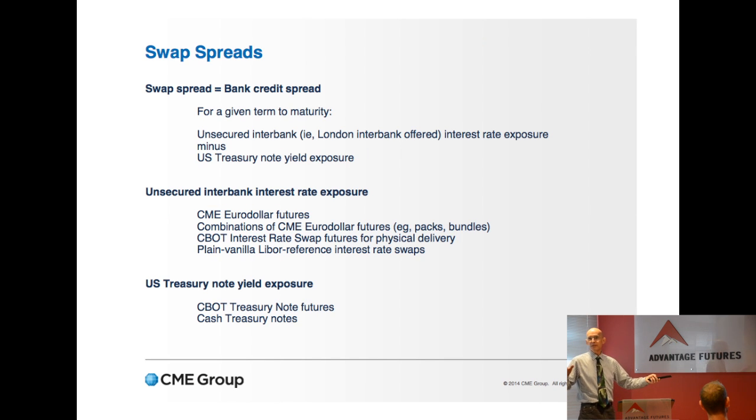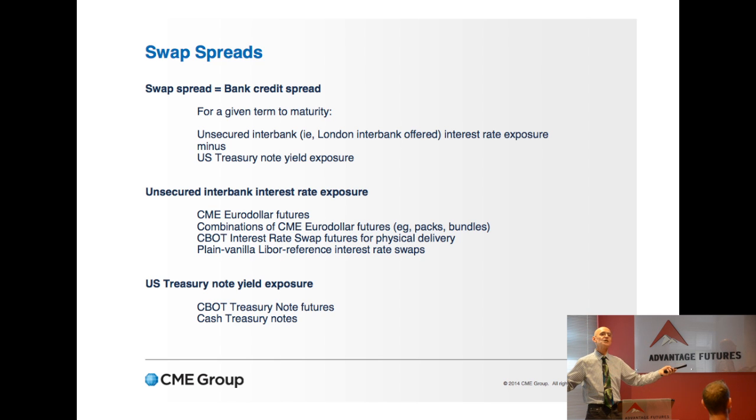So, I'm going to wager most of you know this, but there's always a guy in the audience who doesn't, so I have to do this. A swap spread is nothing but a bank credit spread. It is the spread between a LIBOR reference term yield and a treasury yield with the same term feature. The bank credit leg of the spread can be built out of all sorts of different stones.